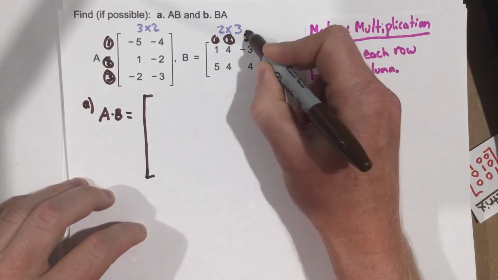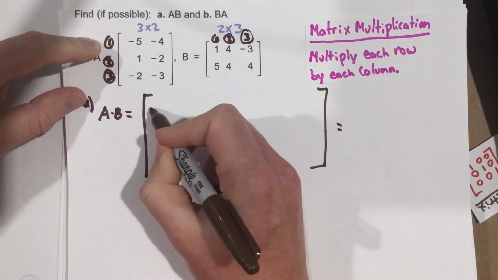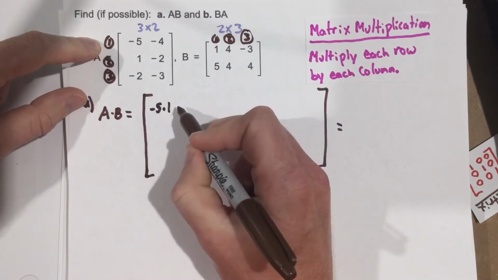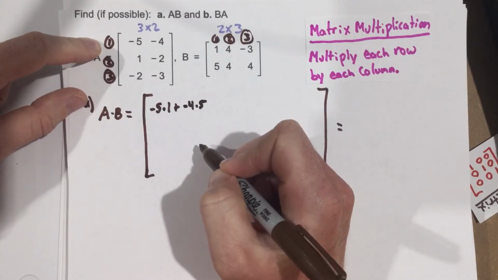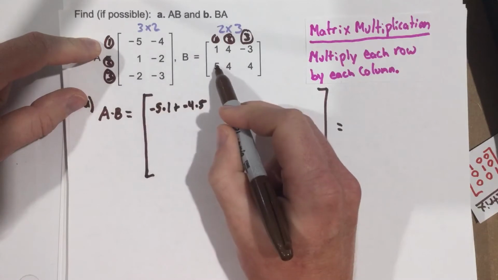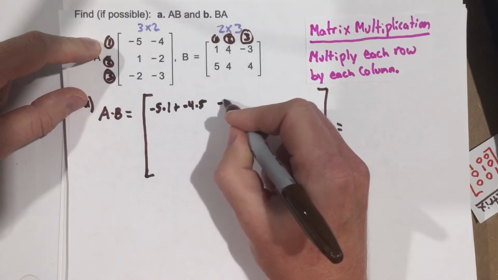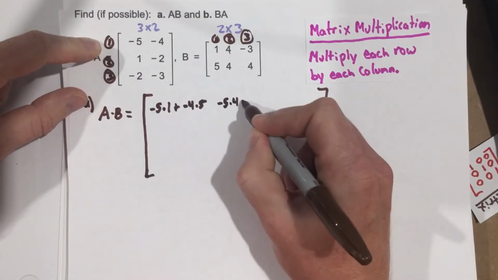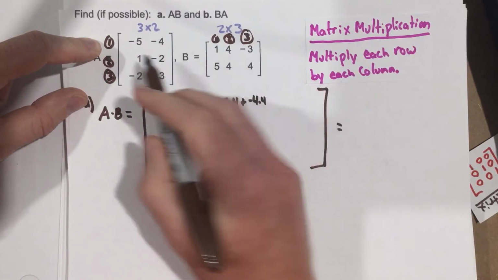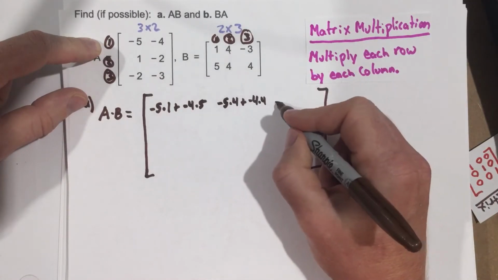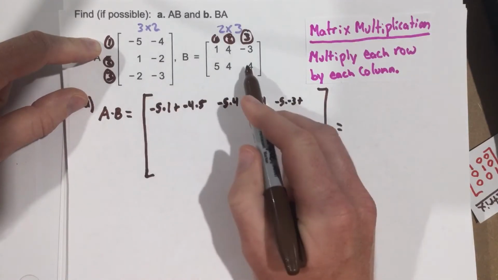So we got a lot of multiplications here to go through. We're going row 1 times column 1 to start. So that's negative 5 times 1 plus negative 4 times 5. Now we're going to column 2, so negative 5 times 4 plus negative 4 times 4. And then we've got negative 5 times negative 3 plus negative 4 times 4.